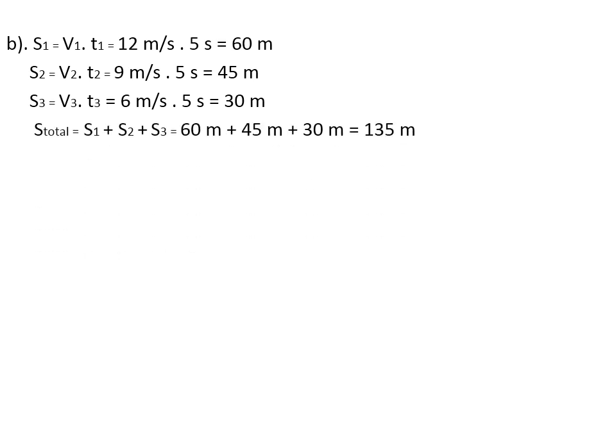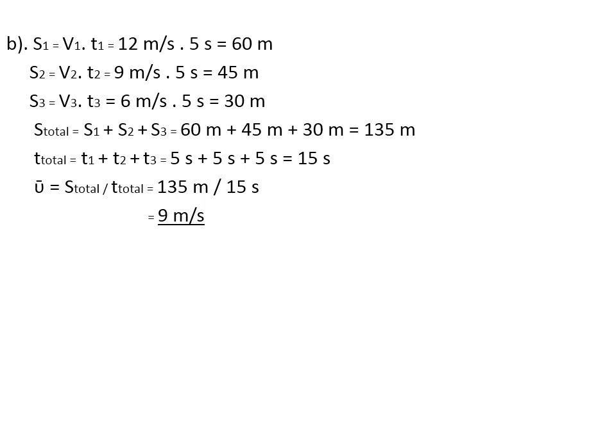So S1 plus S2 plus S3 equals 60 meters plus 45 meters plus 30 meters equals 135 meters. T total equals T1 plus T2 plus T3 equals 5 seconds plus 5 seconds plus 5 seconds equals 15 seconds. After we have determined S total and T total, we can determine average speed equals S total per T total equals 135 meters divided by 15 seconds equals 9 meters per second.